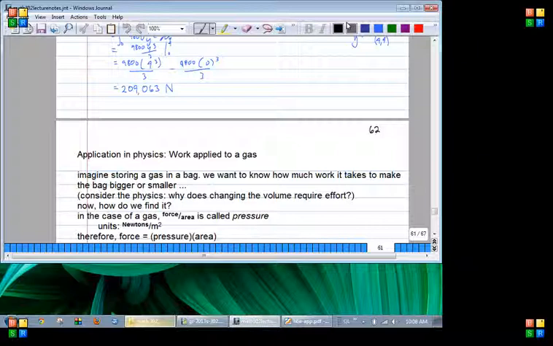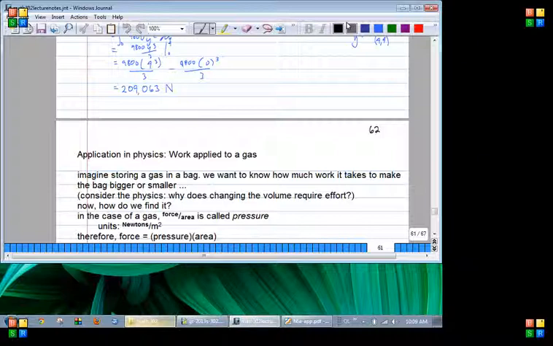Yeah, the gas is pushing back, exactly. Okay, so that's the work. Overcoming that effort of the gas, that's the work that we're finding. Okay. So how do we find it?